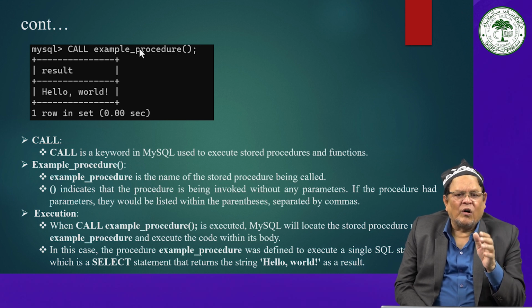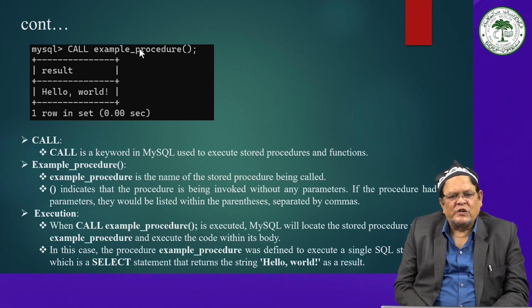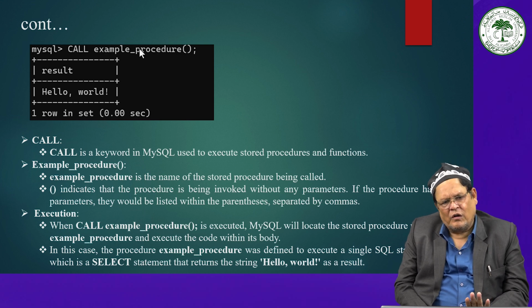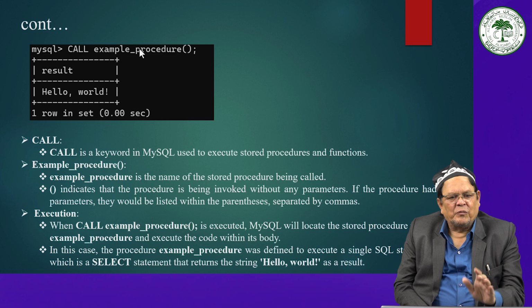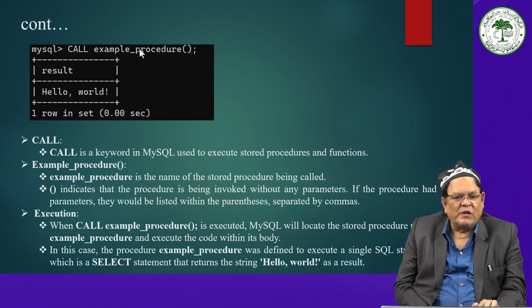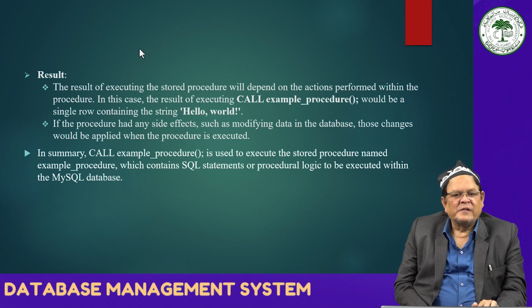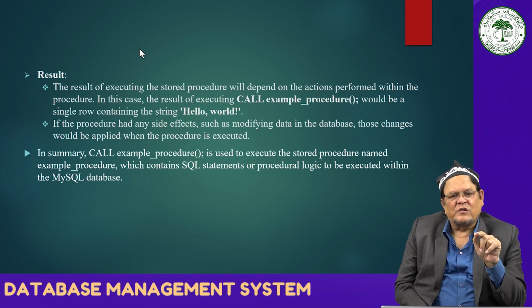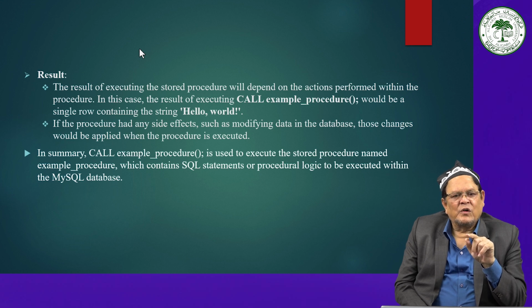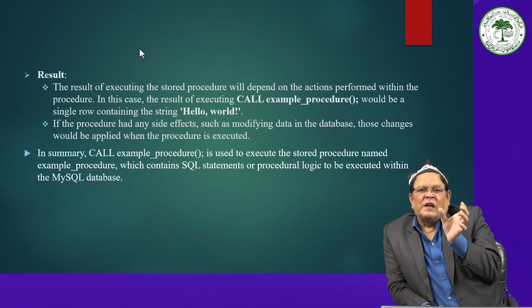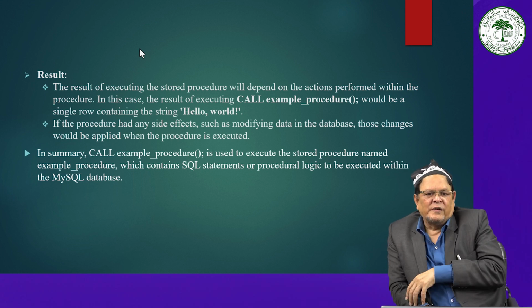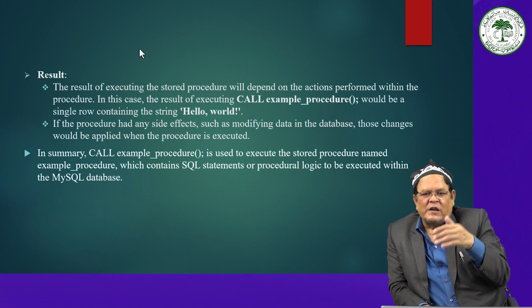What is the meaning of call? Call is a keyword in MySQL used to execute a stored procedure and functions. If you want to call, you can use call. Example of procedure functions I have already explained very well. When you call example procedure, MySQL locates the stored procedure by name. Okay. And the result of executing the stored procedure will depend on the action performed within the procedure. In this case, the result of executing call example procedure would be a single row containing the string only. I have selected only one row, select hello world. So if we have more than one, it will take more data.